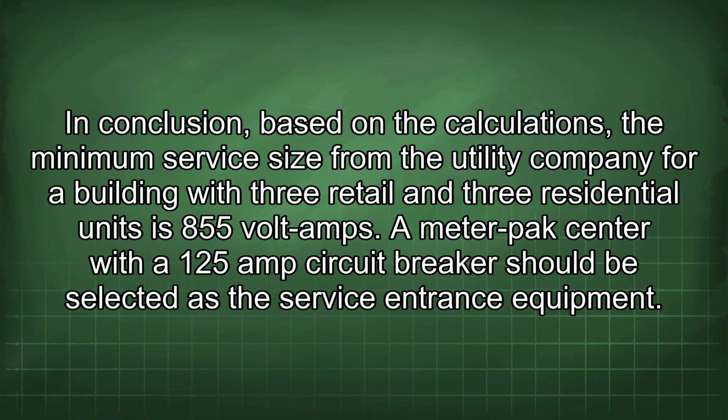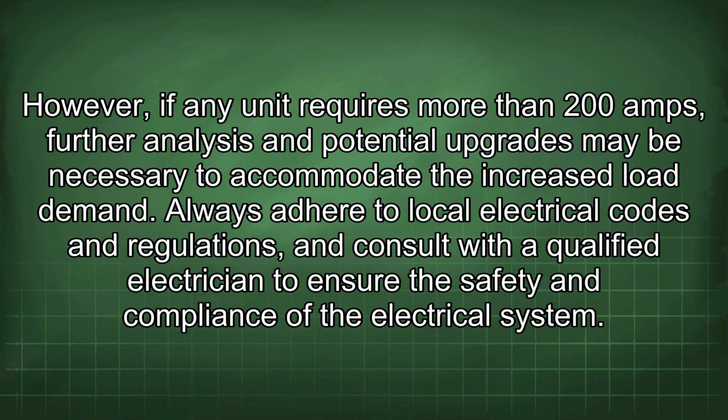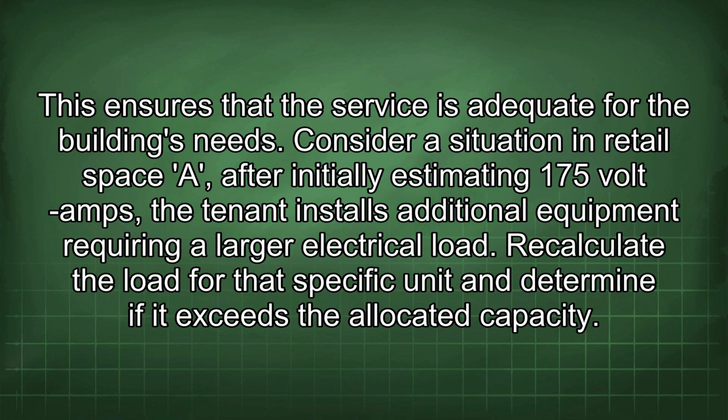In conclusion, based on the calculations, the minimum service size from the utility company for a building with 3 retail and 3 residential units is 855 volt amps. A meter pack center with a 125 amp circuit breaker should be selected as the service entrance equipment. However, if any unit requires more than 200 amps, further analysis and potential upgrades may be necessary to accommodate the increased load demand. Always adhere to local electrical codes and regulations, and consult with a qualified electrician to ensure the safety and compliance of the electrical system. This ensures that the service is adequate for the building's needs.